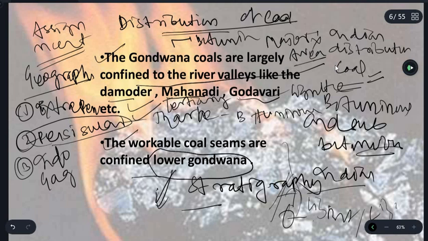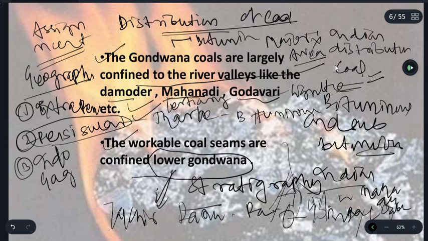Talcher, Damuda, Panchet. Yes, exactly. TDP: Talcher, Damuda, Panchet. Then the Upper Gondwana: Mahadeva, Rajmahal, Jabalpur. Yes, exactly. So this is the lower Gondwana area.